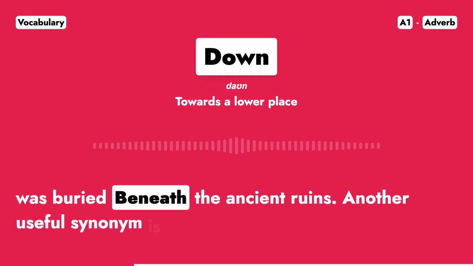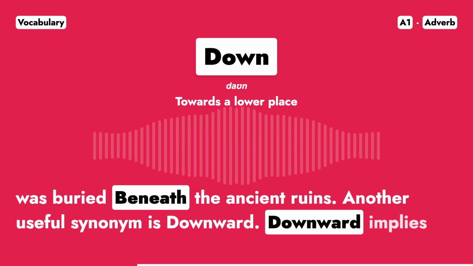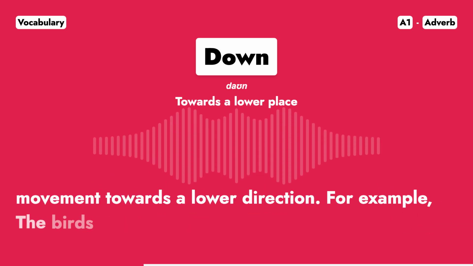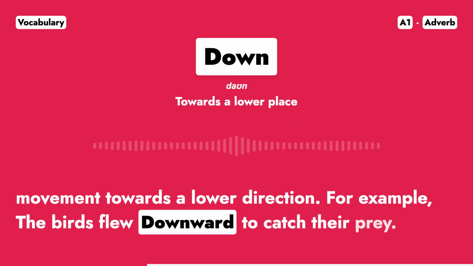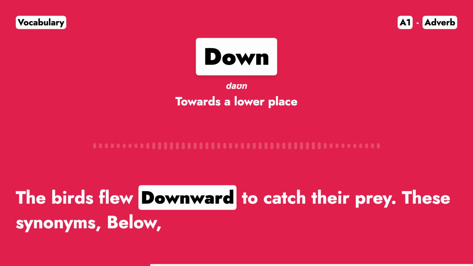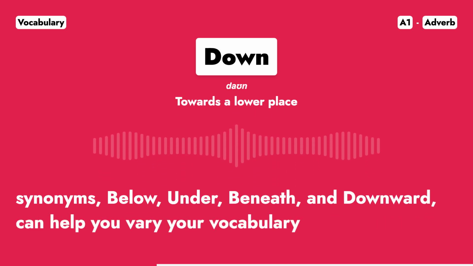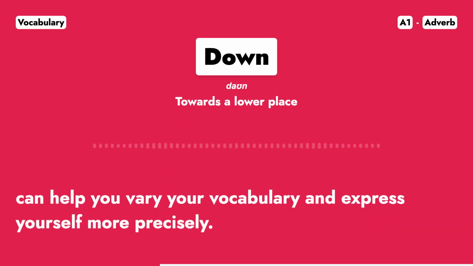Another useful synonym is downward. Downward implies a movement towards a lower direction. For example, the birds flew downward to catch their prey. These synonyms, below, under, beneath, and downward, can help you vary your vocabulary and express yourself more precisely.